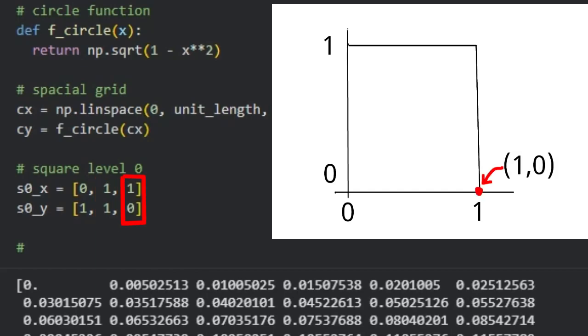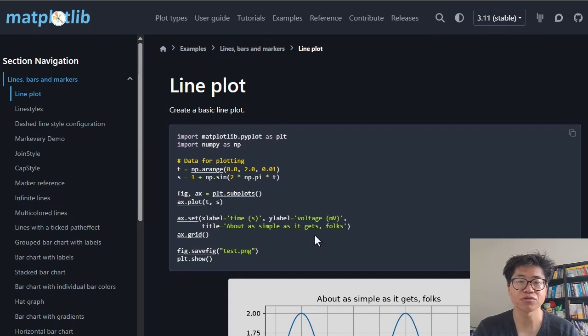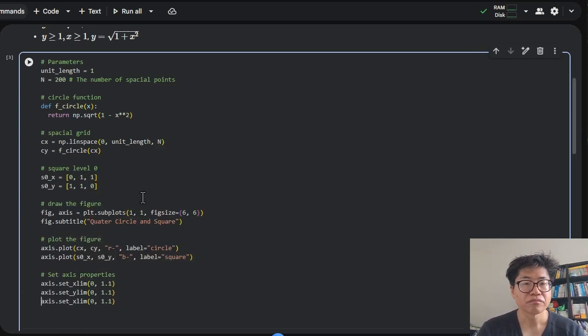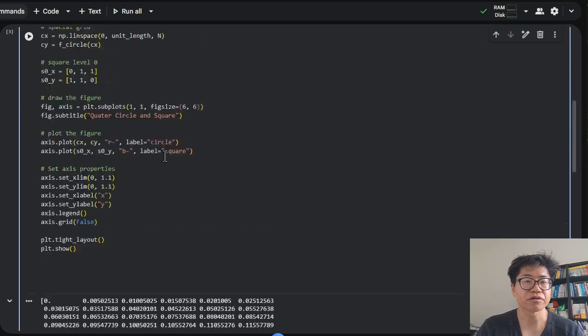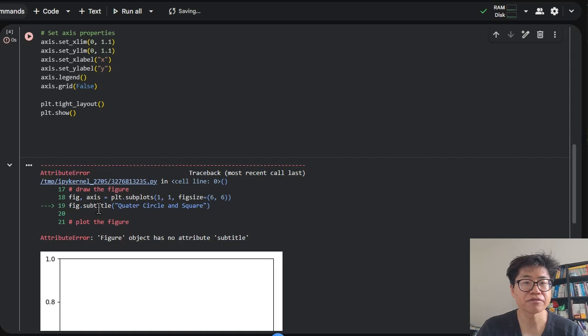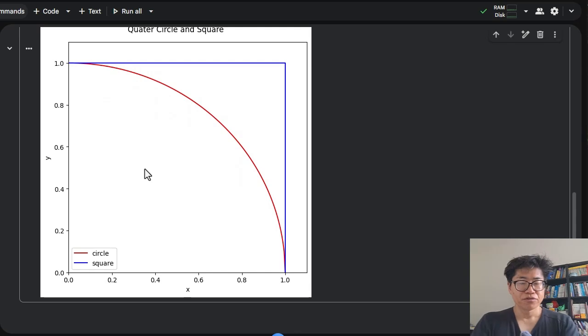Now I would like to draw a figure. I have the matplotlib documentation here, so I use this example to draw a figure. Okay, let's try it out. Let's debug it. Yes. The red line is a quarter circle. There are 200 points. We saw them in the arrays. And the blue one here is 1, 0, 1, 1, 1, 1, 0.